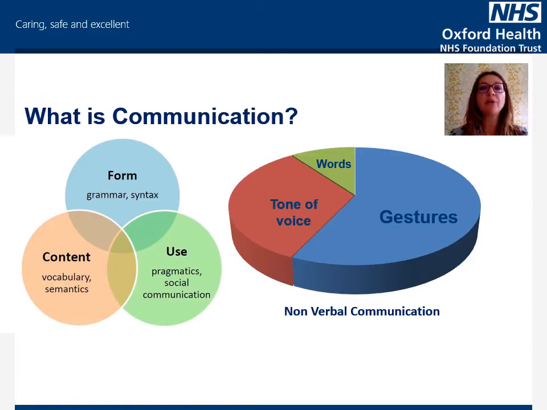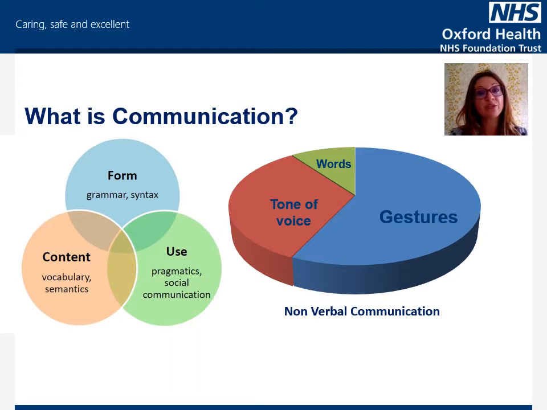So what do we actually mean by communication, and how and why do we communicate? Being able to listen and understand what is being said and what we say is part of communication. We can break this down a little further. If you can see on the screen, we have the circles that say form, content and use. So the form refers to the grammar that we use, so like word endings, and the syntax is sentence structure and sentence formation. We have the content, which refers to the meaning of words and sentences when they're put together.